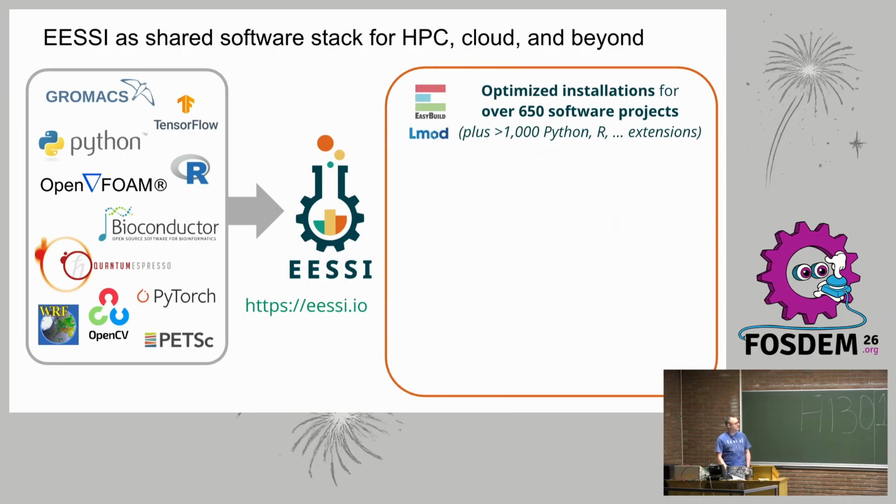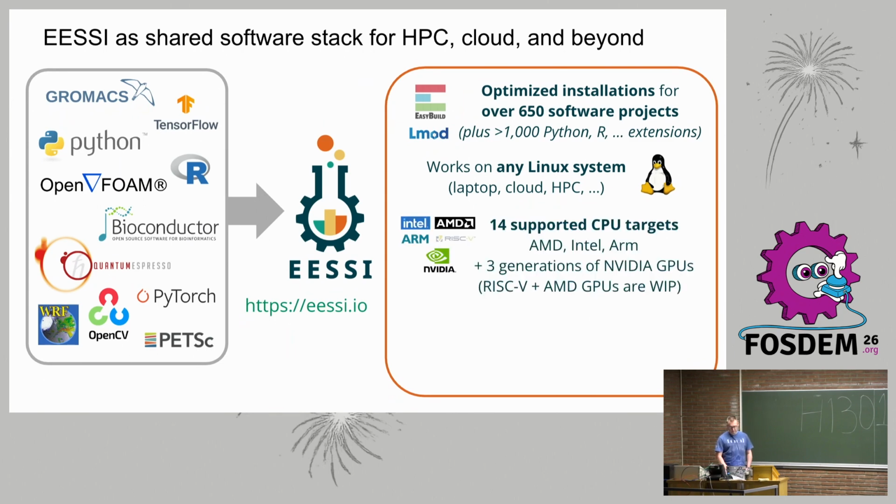It's actually over 2,000 additional things like those. So if you're counting those as software, then it's close to 3,000 unique software projects available today. Works on any Linux system. I haven't seen any exceptions there. Whether you're running Fedora or Ubuntu, I don't care. It works. We support 14 different CPU targets.